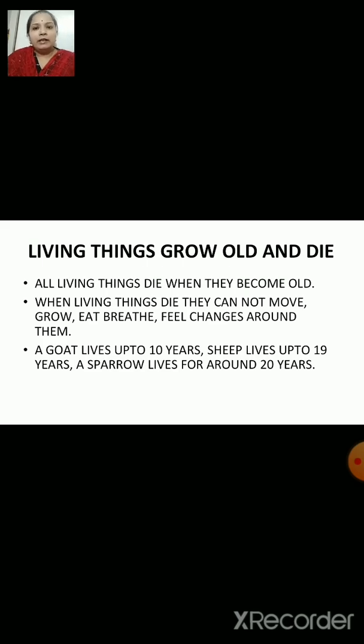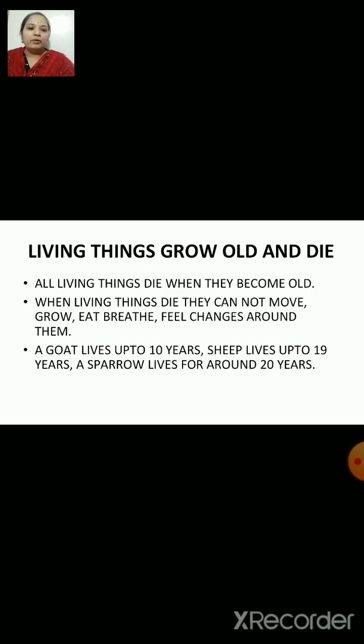A dog lives for up to 10 to 12 years. When a living thing stops moving, breathing, eating, feeling, we call it dead. Now, a goat lives up to 10 years. A sheep lives up to 19 years. A sparrow lives for around 20 years. There are few animals like tortoise which can live for up to hundreds of years. Right? A tortoise can live or survive up to 100 years.